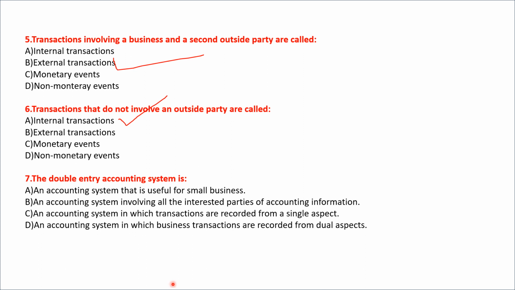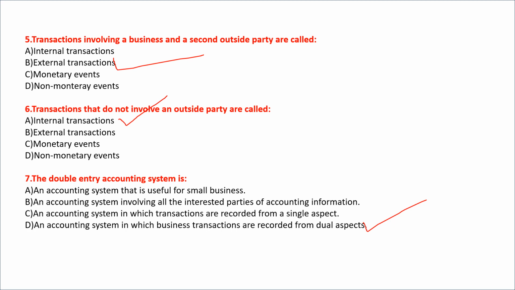Okay, next question is, the double entry accounting system is, let's see the options: an accounting system that is useful for small business. Option B, an accounting system involving all the interested parties of accounting information. Option C, an accounting system in which transactions are recorded from a single aspect. And an accounting system in which business transactions are recorded from dual aspects. So the right answer will be option D, an accounting system in which business transactions are recorded for dual aspects. Okay, so option D will be the right answer.